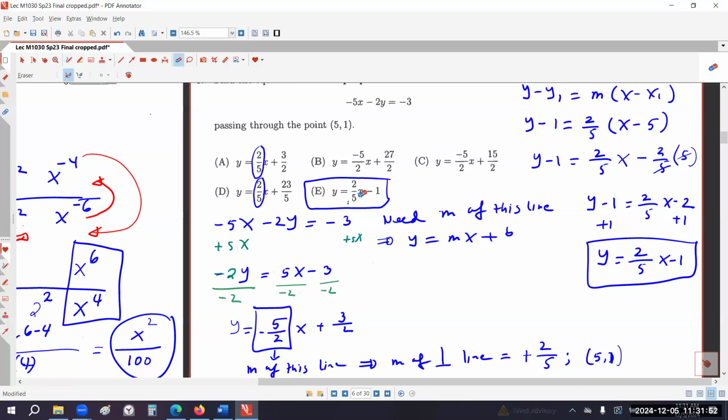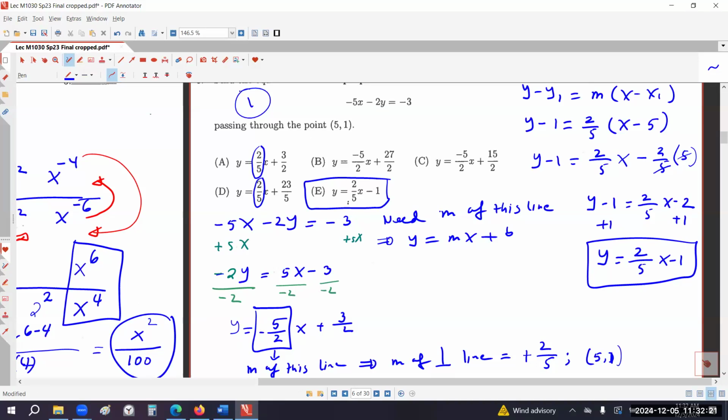I like how the questions are really on the exam. We have similar questions in every final exam. So you'll see one of these: find the equation of the perpendicular line.